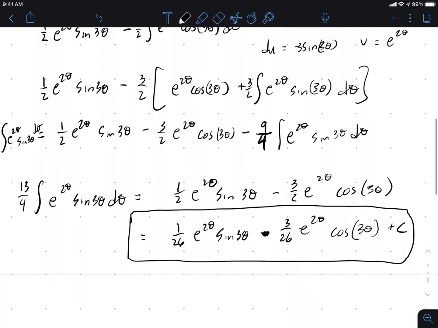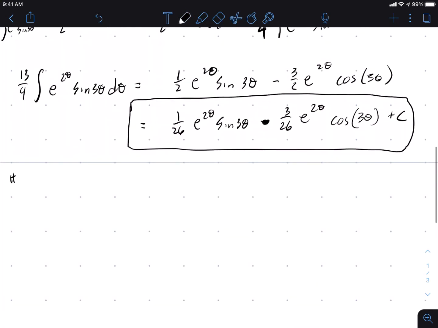Okay, next problem. Integral of sine cubed theta cosine 6 theta d theta. So this is one of those rules where we have an odd and an even function. What should we do? Break it up. Break it up. Okay, cool.